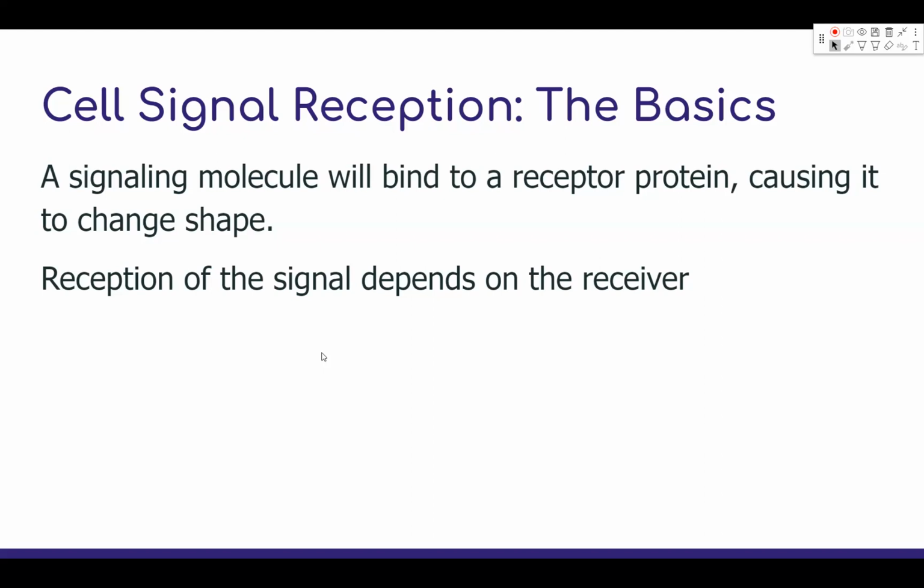All right. So, a signaling molecule will bind to the receptor protein. That receptor protein will change shape, and then that change in shape will result in what we'll learn about tomorrow with signal transduction. The reception of the signal depends on whether or not the cell has the receptor. A cell can't receive the message if it doesn't have a way to receive the message. So everything depends on whether or not they have the receptors on the outside.